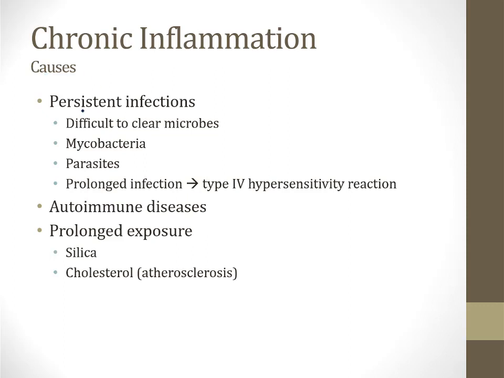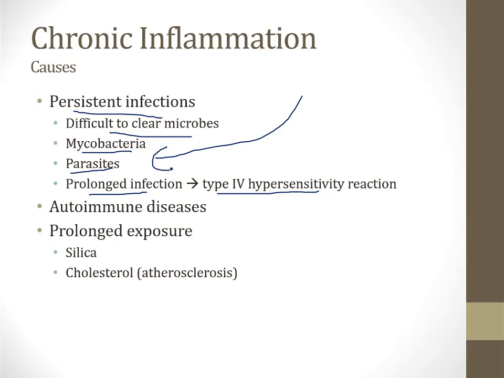Well, there are some infections that are persistent. Certain microbes are very difficult for the immune system to clear. For example, mycobacteria, especially tuberculosis, often lead to chronic inflammation. There are also a number of parasites like helminths that are very difficult for the body to eradicate, and they can lead to chronic inflammation. And in these cases, what happens is you have a prolonged infection, and basically the inflammatory response turns into a version of a type 4 hypersensitivity reaction where you just have chronic cell-mediated immunity trying to remove these types of infections.